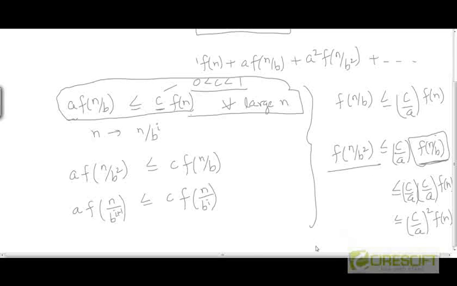We can continue extending this result to prove in general that f of n by b to the power i will be less than or equal to c by a to the power i multiplied by f of n.